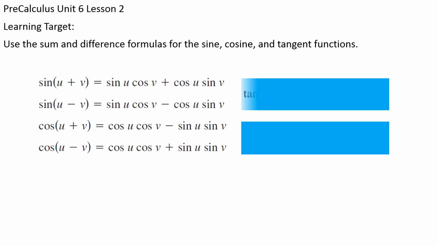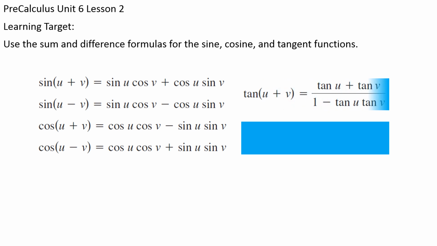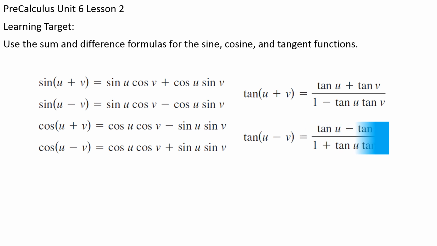The ones that are a little bit more tricky, tangent. You'll notice in each case that you've got a tangent of u in the numerator and a tangent of u in the denominator, a tangent of v in the numerator, a tangent of v in the denominator. In the numerator, they're either being added or subtracted from each other. In the denominator, they actually get multiplied, but then they're either subtracted from 1 or added to 1.